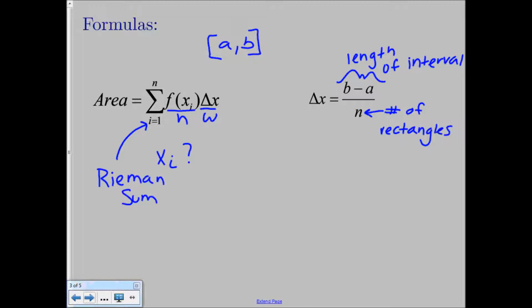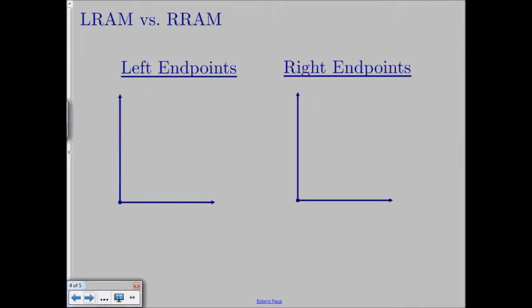So that might be one thing that you hear in your book. So use a Riemann sum approach to find the area under a curve. That's all a summation is. It's called the Riemann sum. So now we have LRAM versus RRAM. LRAM just stands for left Riemann approximation method, and RRAM is just for a right Riemann sum.